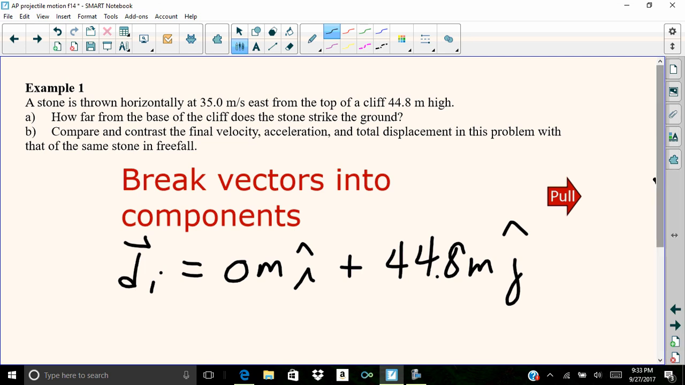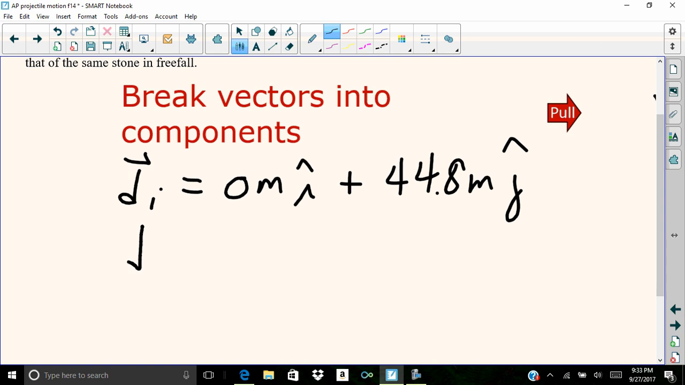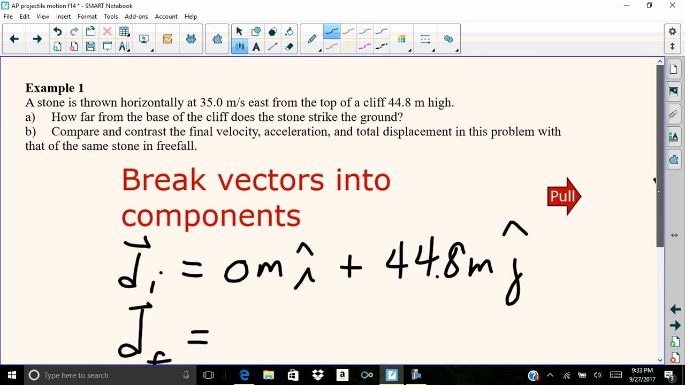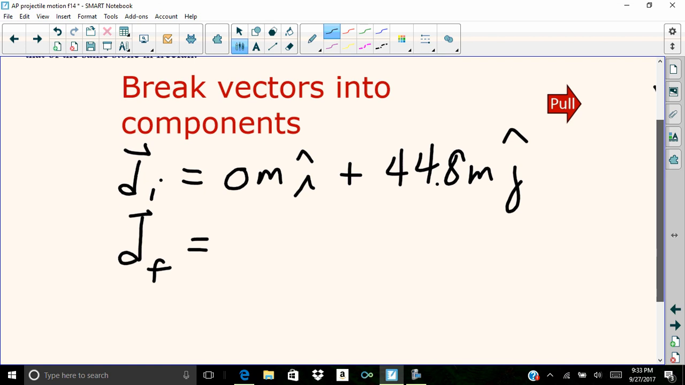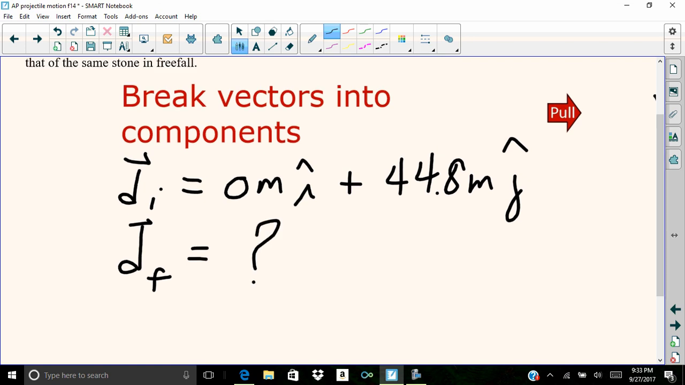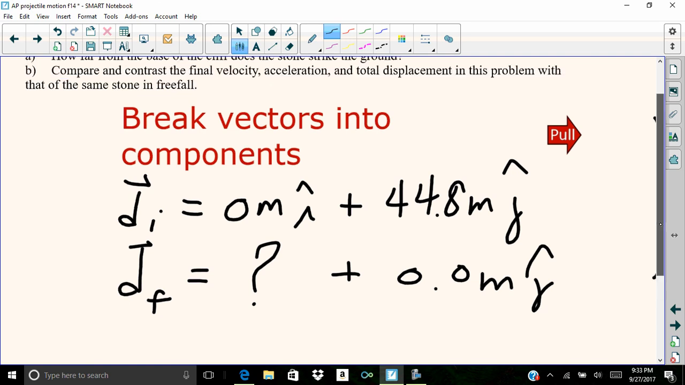Okay, the next thing is our final position, D final. Well, we want to know how far from the base it lands. So this is a question mark right here. We don't know what the final position in the X direction is going to be. But we do know that we land on the ground in the Y direction. So that's going to be at the origin for the Y direction.